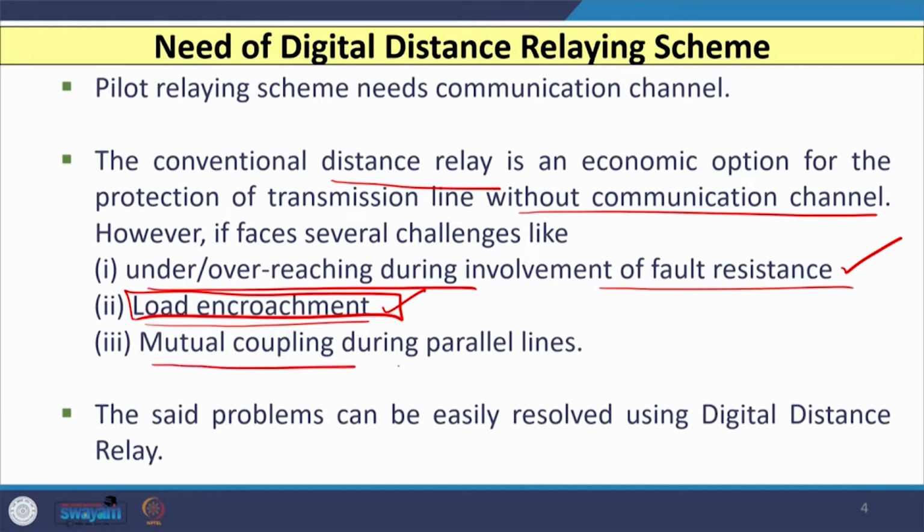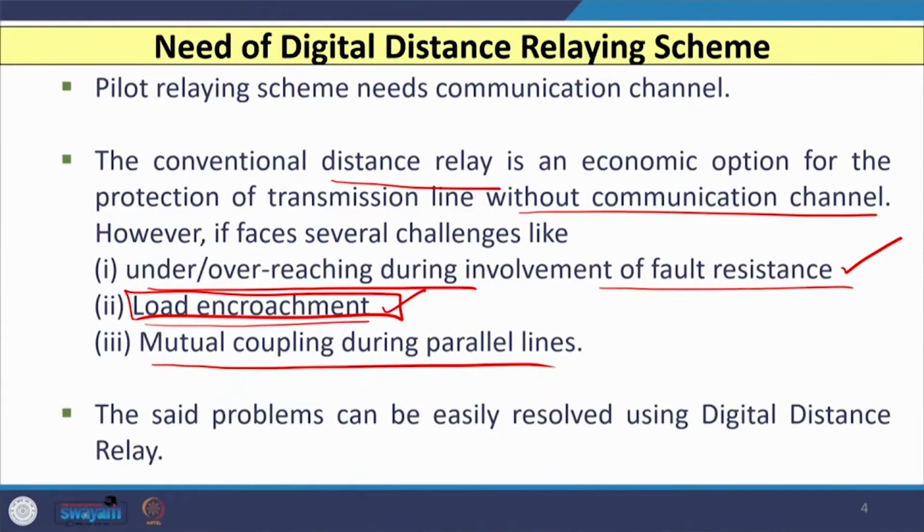The third issue is the issue of mutual coupling in parallel or double circuit lines. When a distance relay is used for the protection of double circuit lines, because of the zero sequence mutual coupling impedance, which is almost 50 to 70% of the zero sequence impedance of the line, the relay may underreach or overreach depending upon some factor known as the alpha factor.